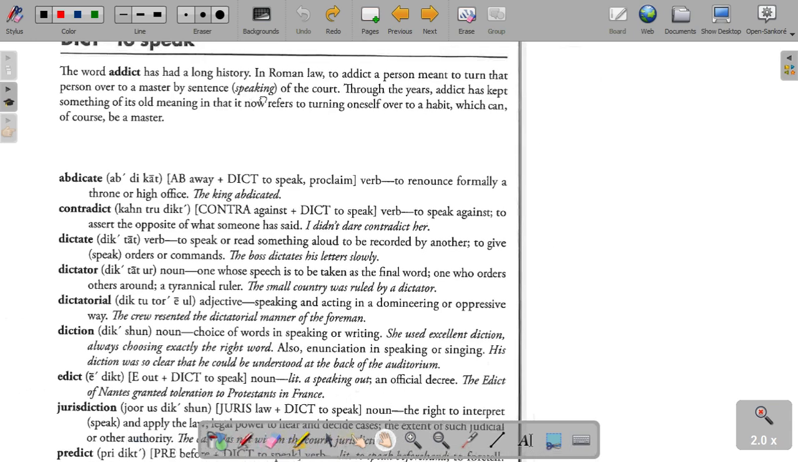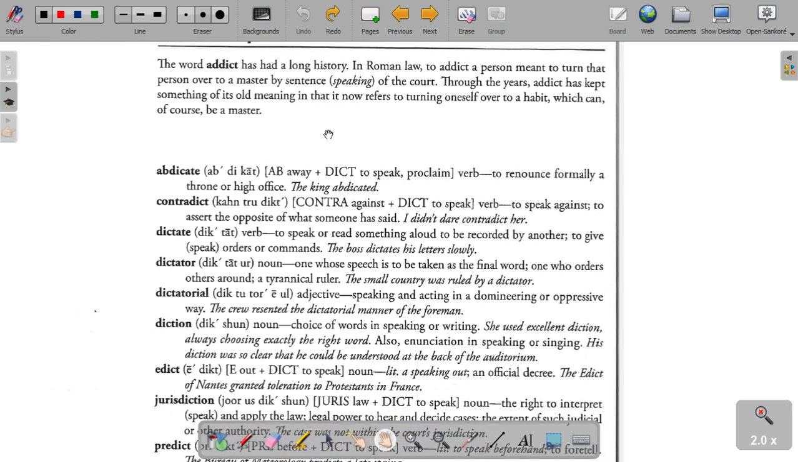Through the years, addict has kept something of its old meaning, and that it now refers to turning oneself over to a habit, which can, of course, be a master. So when you're addicted to something, it actually literally means that something else is a master over you. So people who are addicted to drugs, they have this feeling that they are not their own masters. They are being controlled by the drugs.